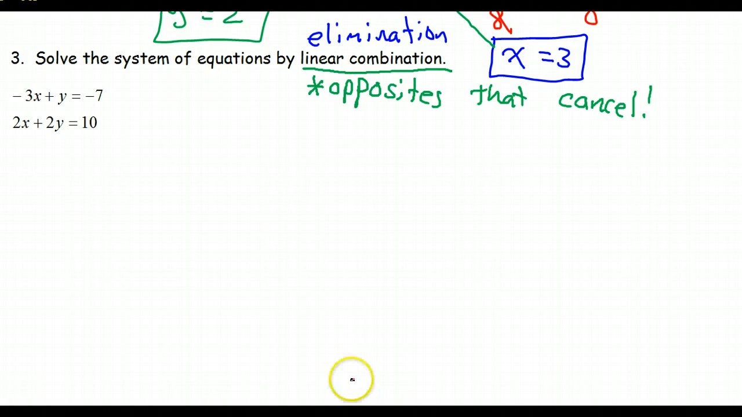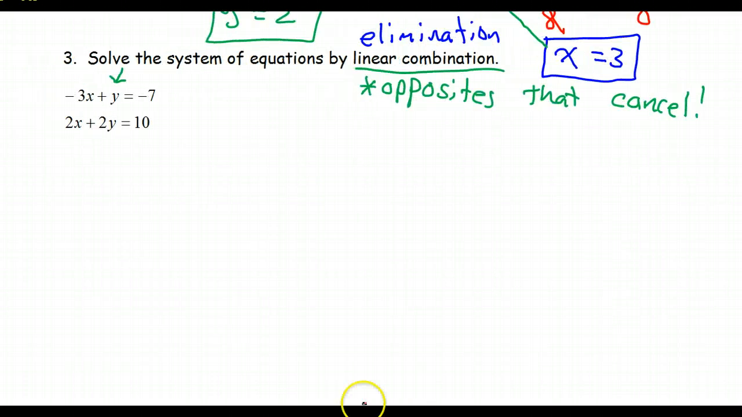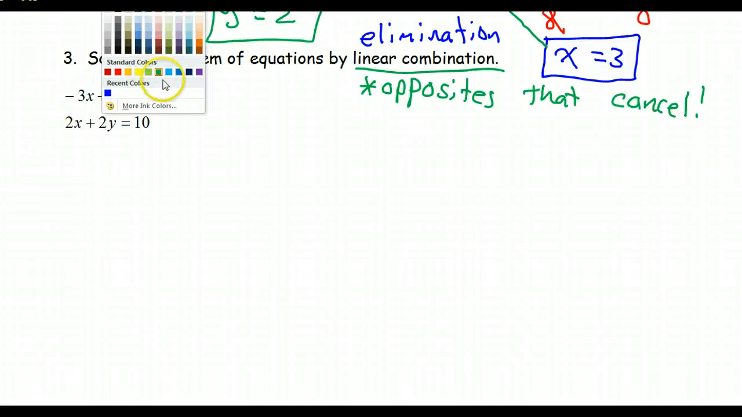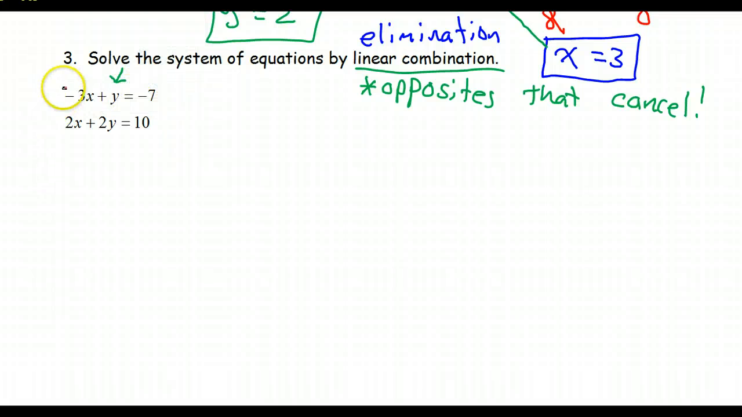So you have to look at this and decide if you want to cancel out the x's or if you want to cancel out the y's, whichever is easier. In this case, it's going to be easiest to cancel out the y's because I see the positive 2 here. If I could make this into a negative 2y, I'd have opposites that cancel. And that would be very easy to do. All I would have to do is multiply. If I just multiply by negative 2, that will turn this into negative 2y, and I would have opposites that cancel.